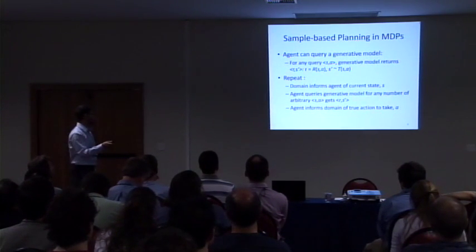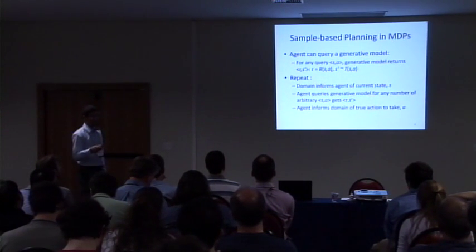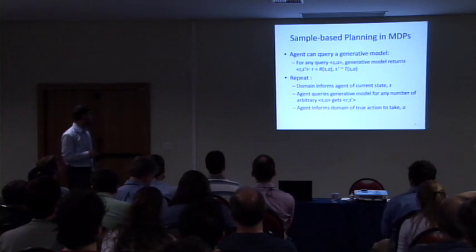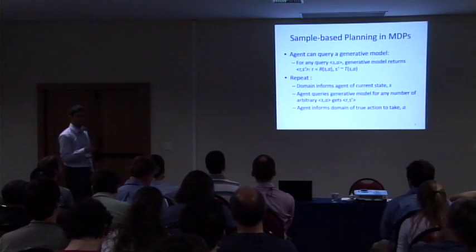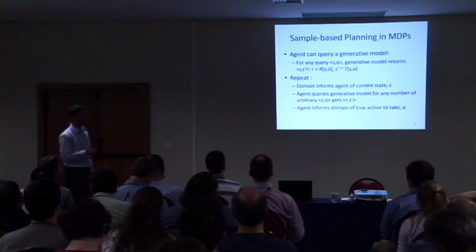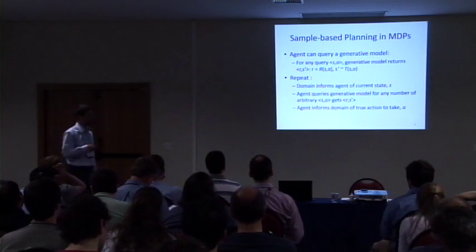The domain tells the agent some state S to plan from. The agent queries the generative model with a large number of state-action pairs, with whatever information it wants. Then, normally after some timeout occurs, the agent informs the domain of what action A it thinks is the best action to take, resulting in a new state S, and this repeats over again.